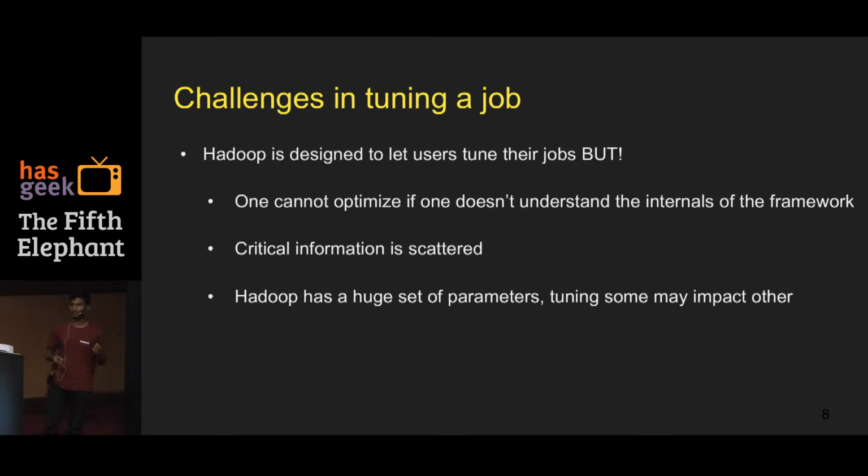If you run a Pig job or a Hive job, that might trigger say 100 other MapReduce jobs, and then you can imagine how complex tuning becomes, right? And thirdly, Hadoop has a huge set of parameters, and it's really unfair to expect someone new to know the significance of each of these parameters. These parameters are also interdependent. So if you tune one parameter, it might affect some other parameters also.